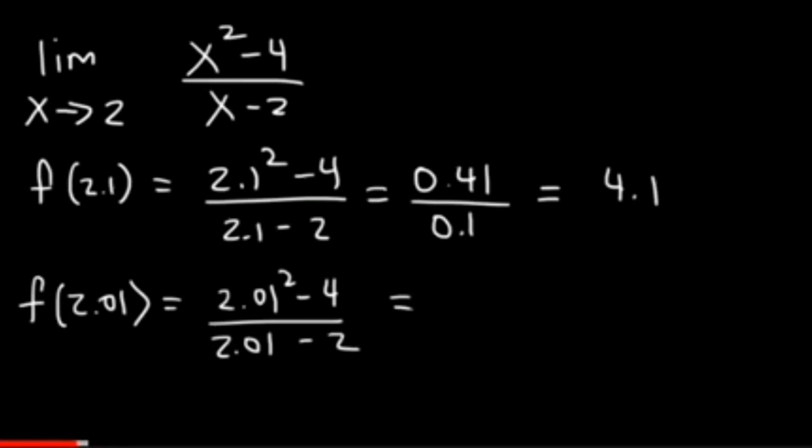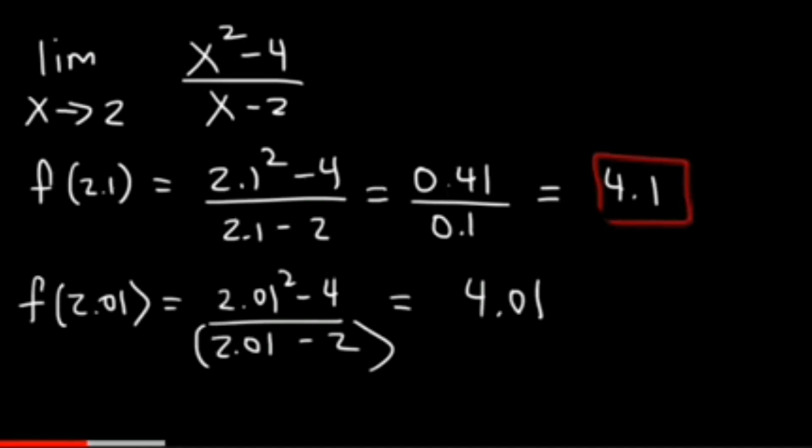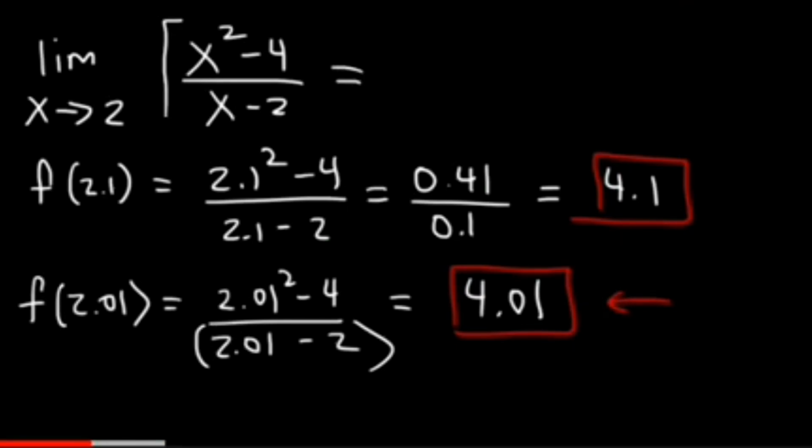If you type this in the way you see it in your calculator, you may have to put this in parentheses. You should get 4.01. So notice what's happening. As we get closer and closer to 2, the limit approaches 4. So we could therefore say that the limit as x approaches 2 of this function is equal to 4.